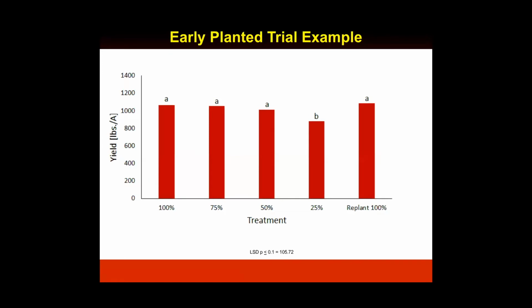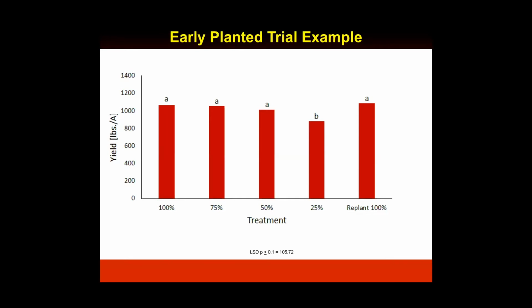All right, so just some yield results from last year, and I don't want to pretend that this was the case for all trials and all locations, but this is just one example from the early planted trials from 2019. We really didn't see a major yield loss until we got down to 25% stand.